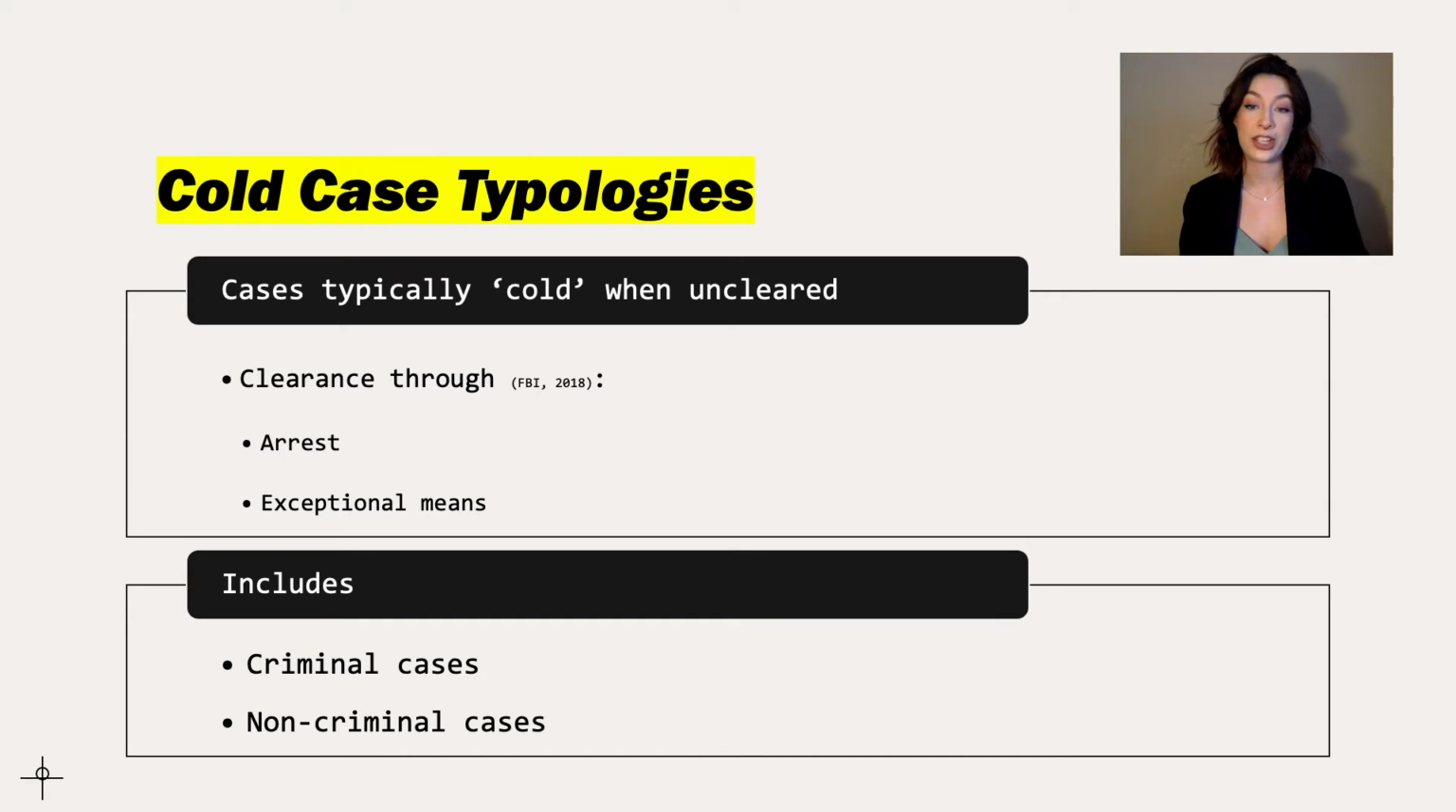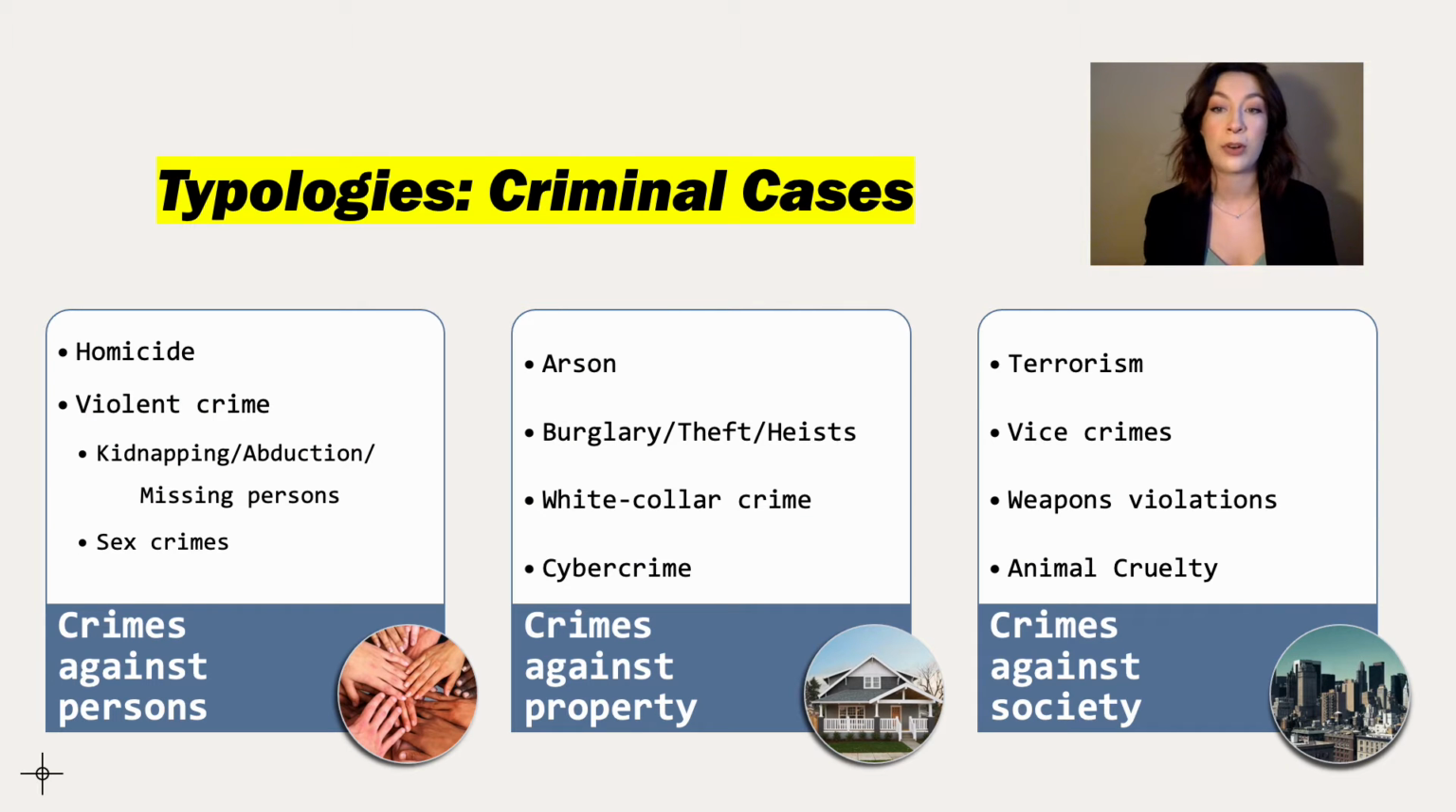So, based on the existing definitions used in investigative practice, policy, and research, cold cases include both criminal and non-criminal events. First, here are typologies of criminal cold cases. There are three broad categories of crimes: crimes against persons, property, and society. Essentially, any crime that can be grouped into these categories can be considered cold if it is uncleared.